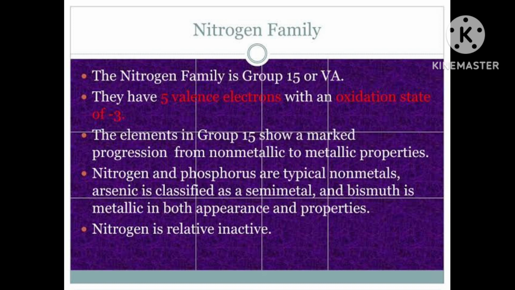NN single bond is weaker than single PP bond. Why? Because of high inter-electronic repulsion of non-bonding electrons, particularly in nitrogen. Non-bonding electrons are there, then repulsion will be there, that's why it is weak. And also, why this thing? Because in phosphorus also, these non-bonding electrons are there, but why is that stronger and NN weaker?